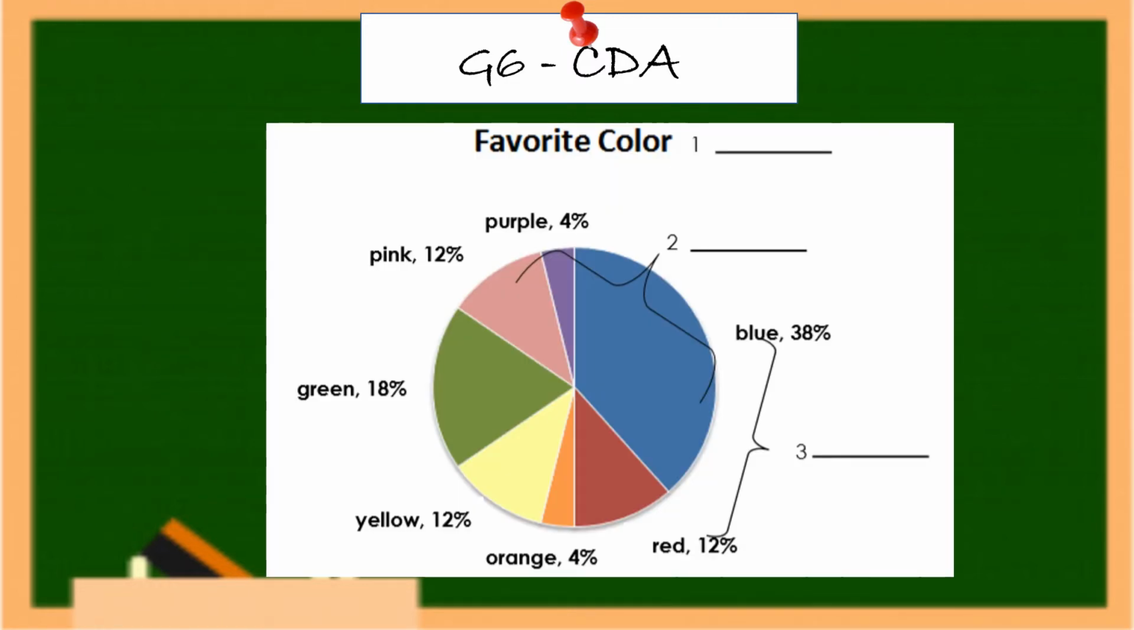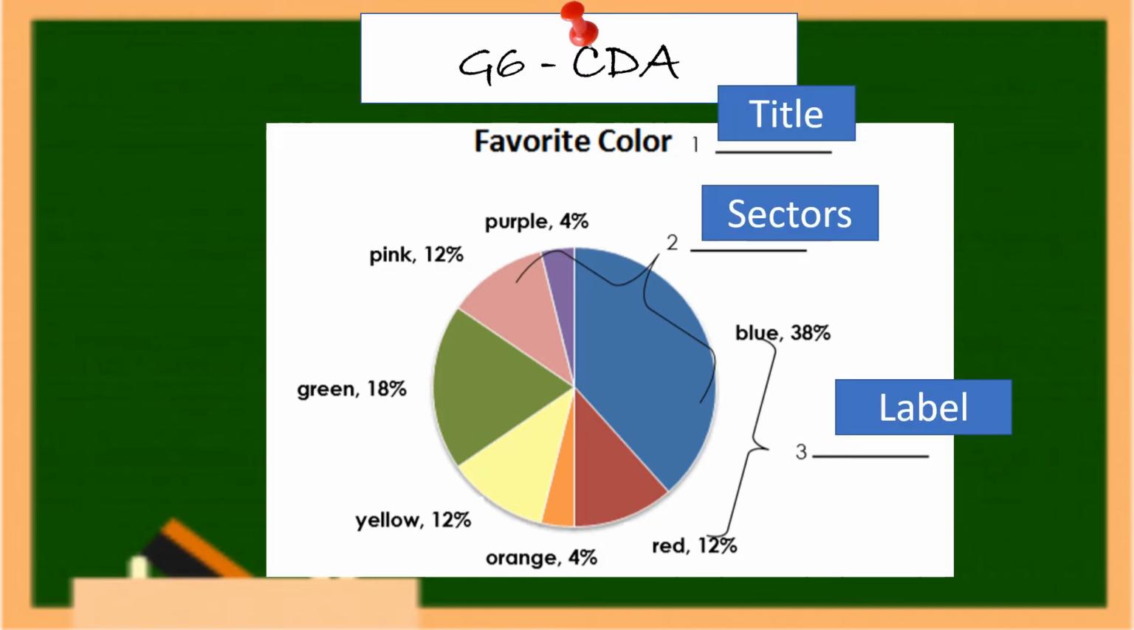Can you tell me the different parts of a pie graph? Number 1, what do you call it? How about number 2 and number 3? The answer? Yes, correct. Number 1 is a title, sample, favorite color. Number 2, sectors. And number 3, we call it label.